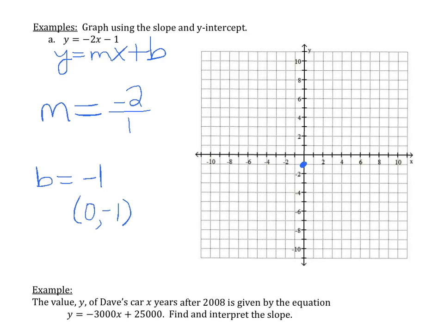Now I'm going to use my slope in order to help me find another point that my graph, or that line, is going to go through. Remember, this is rise over run. Now, when I think of rise, I think of going up. But since that is a -2, I'm actually going to go down 2. So that negative in front of that 2 tells me to go down 2. Had it been a positive, I would have gone up 2.